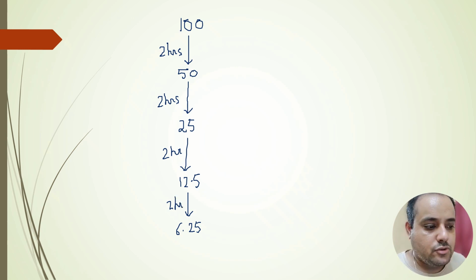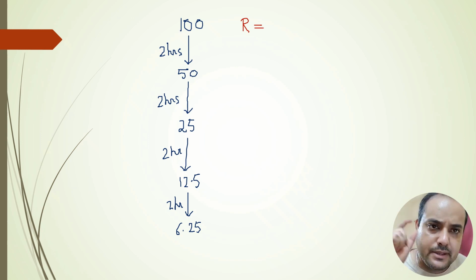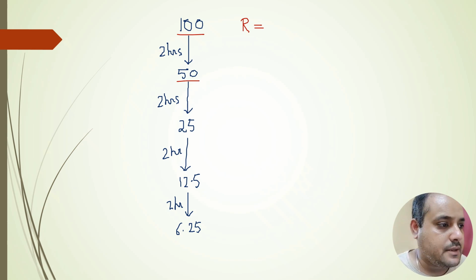Right? So now let us calculate the rate of elimination. The rate of elimination is given by the total number of molecules that have been eliminated divided by the time. That means how many molecules? I had 100 molecules and now I am left with 50 molecules. That means I lost 50 molecules in 2 hours, which will give me the rate as 25 per hour.